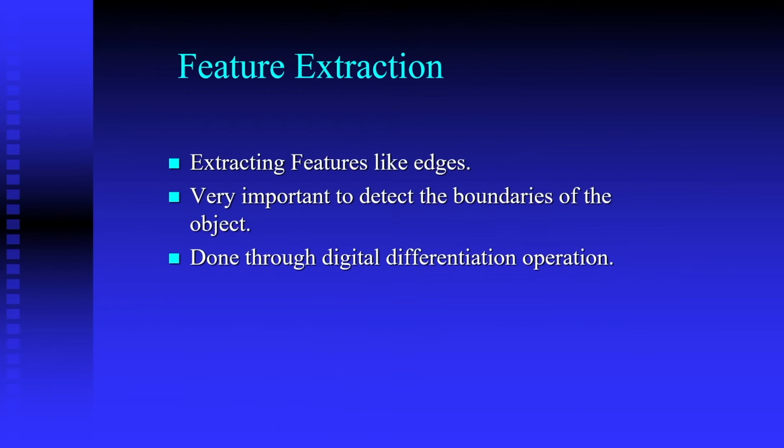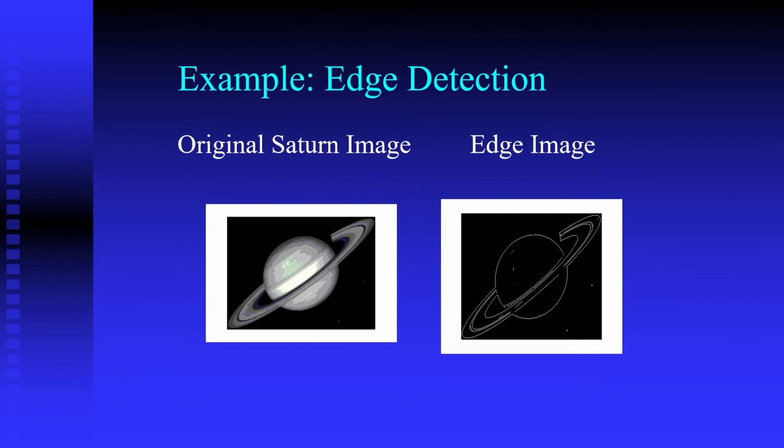And after this I have to extract features. The features may be something like edges, or the boundary of an object. So I can extract many features from the image, or maybe from the video. And after feature extraction, one example is the edge detection technique. So this is my input image and I am extracting the edges of the image.